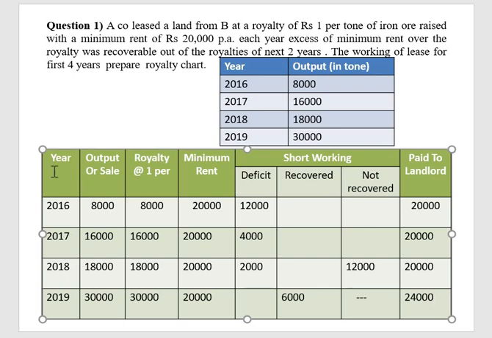Once again, I will explain. Whatever the given information, first we have to write it as per the information. Next, we have to write the output in the output column. Next, the rate will be given. What rate will be given in the problem? You have to multiply the units by the rate, so then you will get the actual royalty of that year.